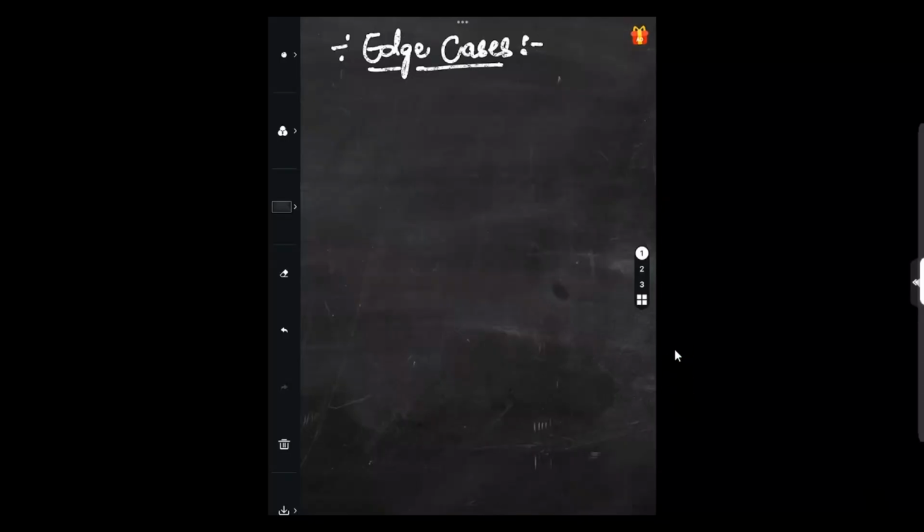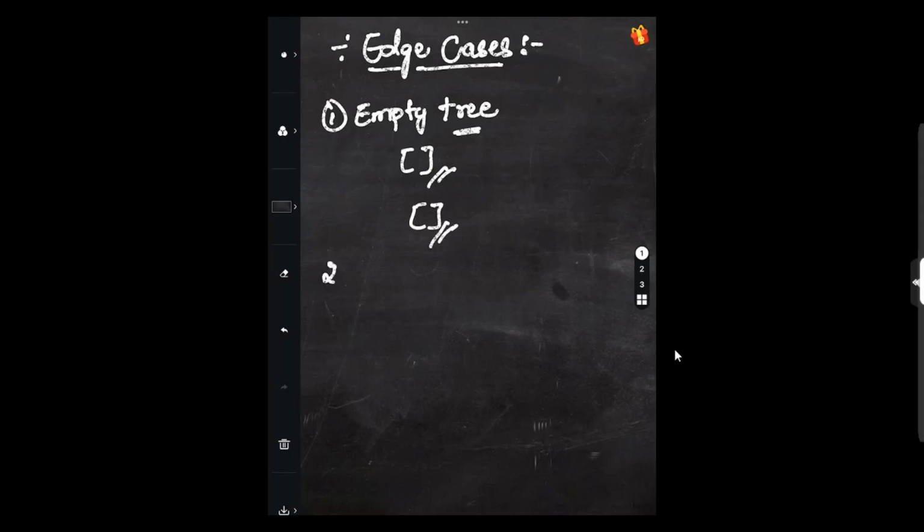Let's go with the first edge case, nothing but the empty tree. This is for the condition empty tree. Input, let me consider an empty tree. This does not involve any elements inside the array. No nodes are present, so nothing is visible here. So the output will be an empty array. This is for the empty tree.